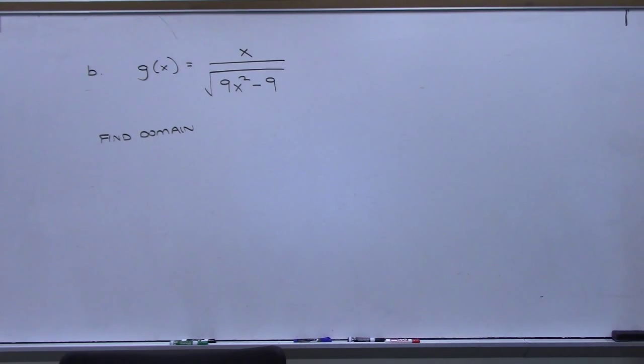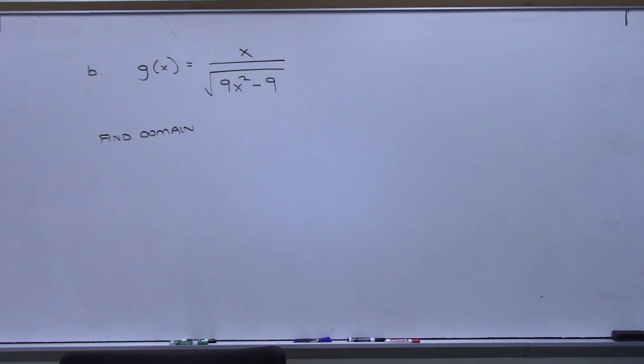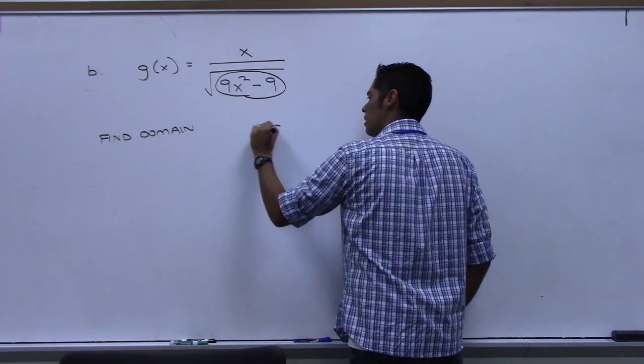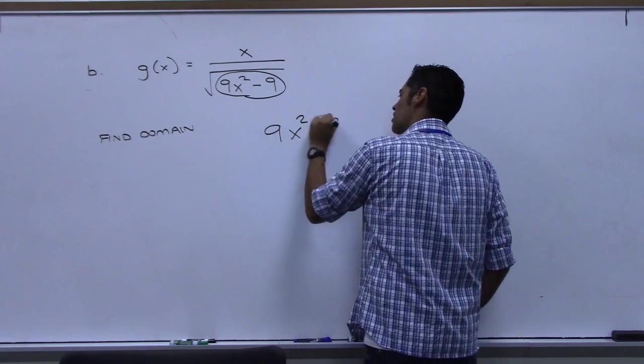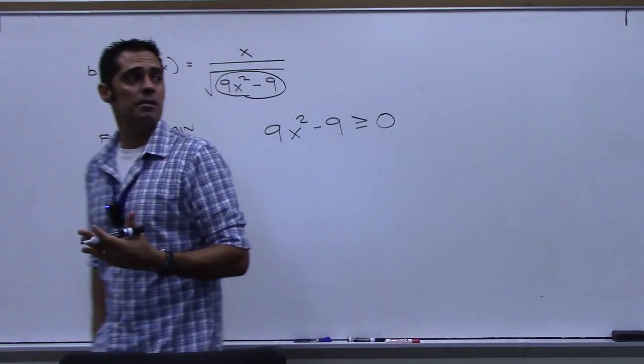The domain refers to all of the x's that you're allowed to plug into this, right? What sort of issues are we going to run into? The radical, right? We know that what's underneath the radical must be what? 9x squared minus 9 must be greater than or equal to 0, or else I can't take the square root of it, right? Do we agree?